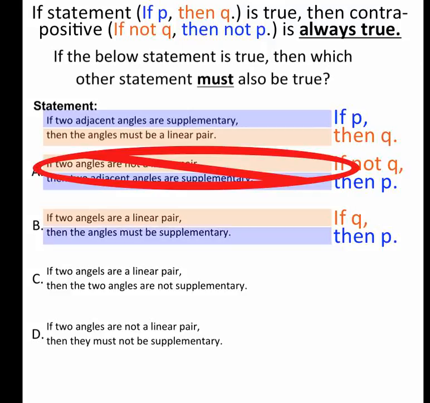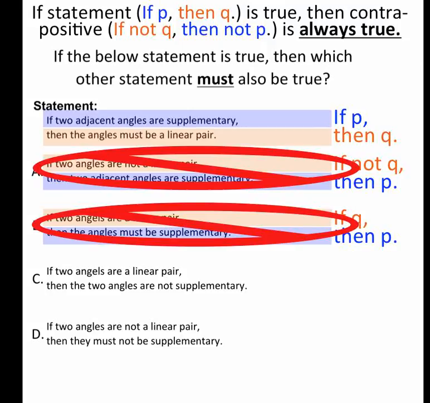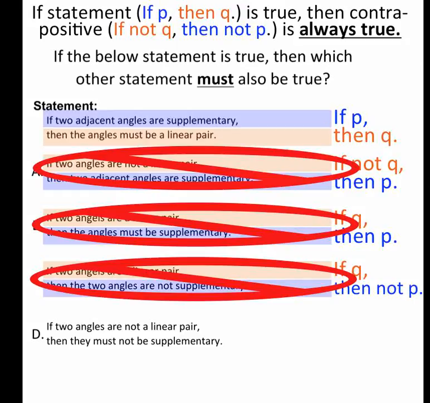This one is if Q, then P. And the next one is again if Q, if two angles are a linear pair. This one is a little closer, if Q, then not P, but again, not the contrapositive.